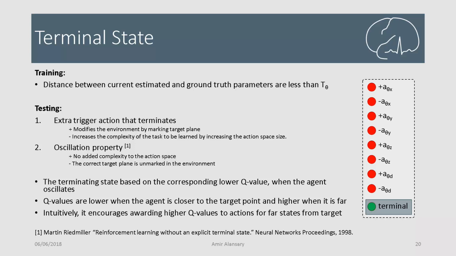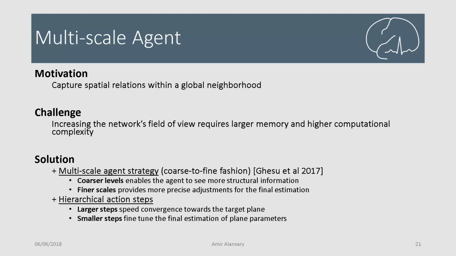So we usually pick the lower Q value when it oscillates, which means that this state discourages me from going out or taking an action in this state. This is our terminal state that we use.